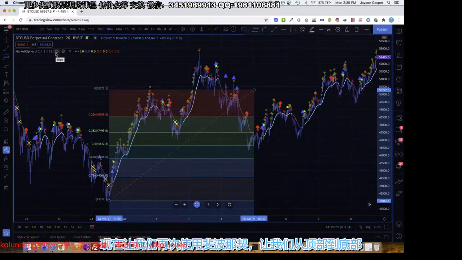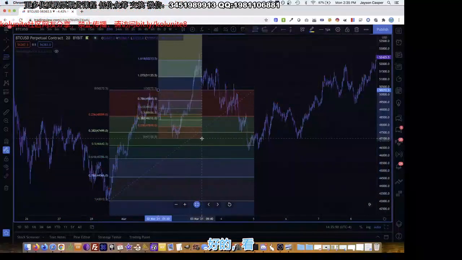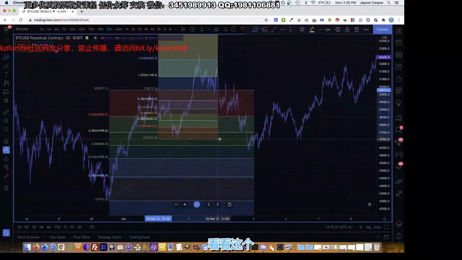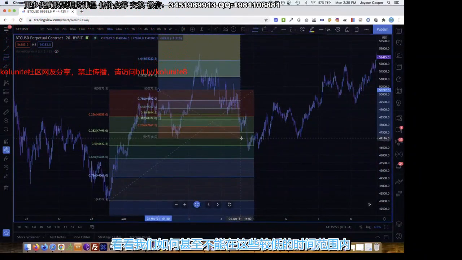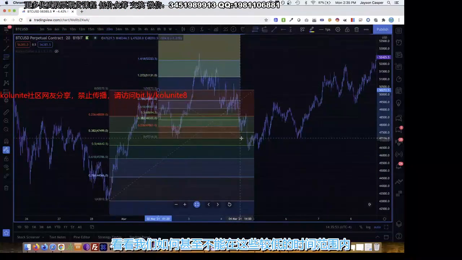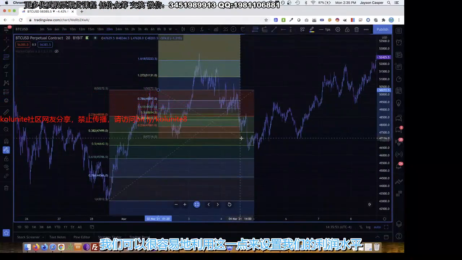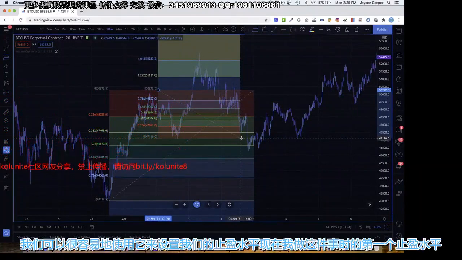Now let's take our Fibonacci again and let's go from the top to the bottom of the retracement. Okay, and look at this, guys. Look at how even on these lower time frames, we could have easily used this to set our take profit levels, right? We could have easily used this to set our take profit level.